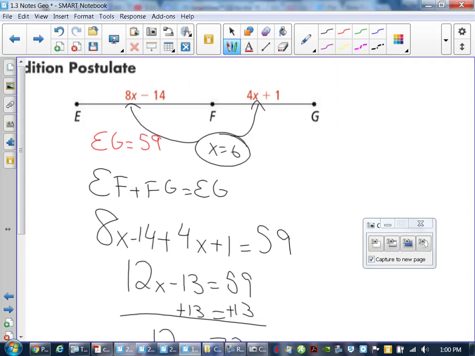4 times 6 plus 1. 25, okay. So FG is 25. All right, 8 times 6. Subtract 14. 59. 34 and 25 add to 59? Yeah. So that means we probably did okay.